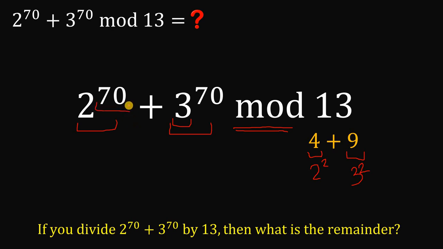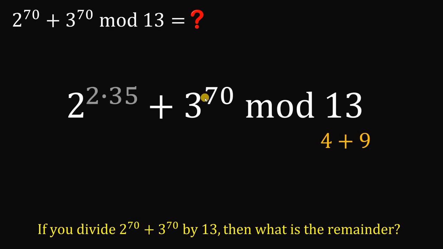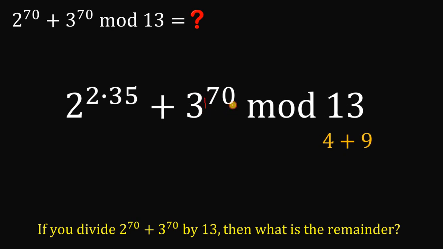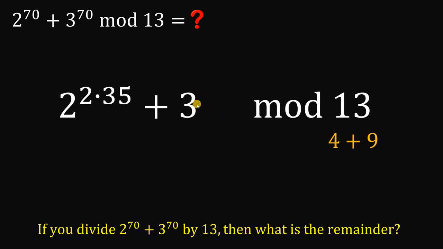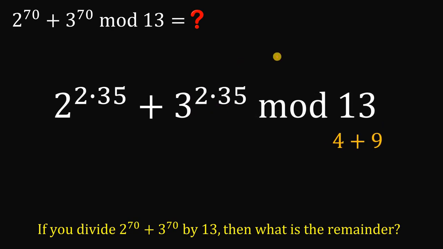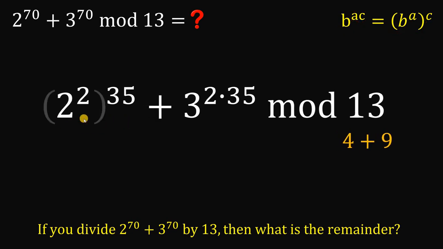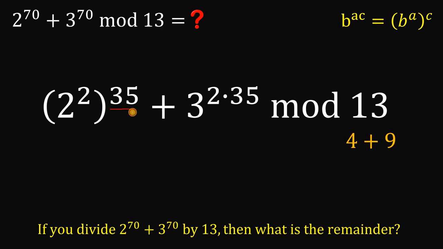Now, take note that 70 can be written as 2 times 35. So, do the same thing in the exponent of 3, which is also 70. So, let's rewrite this as 2 times 35. Now, let's use this law of exponent. If we have b raised to the power of a multiplied by c, this can be written as b raised to the power of a, raised to the power of c. Therefore, 2 raised to 2 times 35 can be written as 2 raised to the power of 2, raised to the power of 35. Now, we will do the same thing in this expression, 3 raised to the power of 2 times 35.